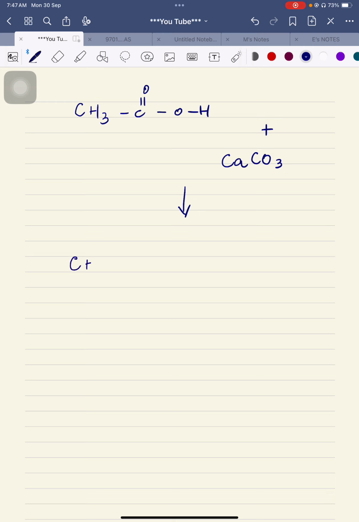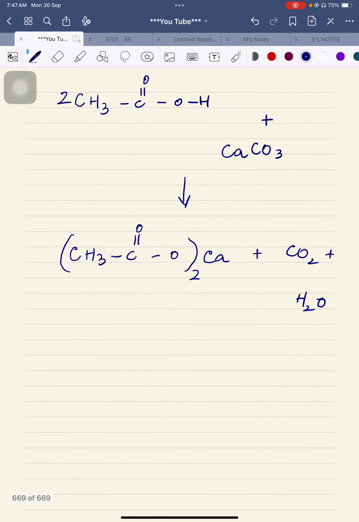So what will it be? It will be CH3, C double bond O, and this is O, and this is for two times, and this is calcium, and this is CO2. Along with this, a water molecule will be formed as well. So here I'm going to write 2 over there. Okay, guys, don't forget that CaCO3 is going to give you CO2 and H2O, and the remaining part will be for two times here.